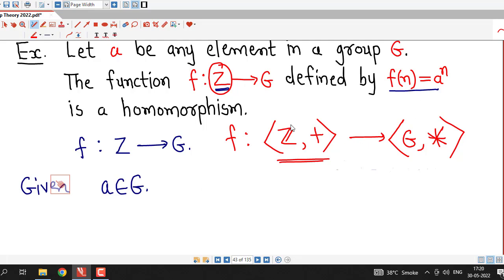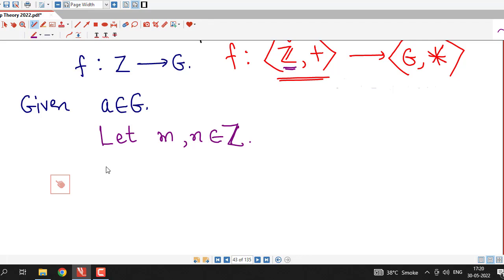So for that we take two elements in the domain. Here the domain is this set of integers. That means we take any two elements, say m and n, in this set of integers, and then we try to show that f of m plus n will be equal to f of m star f of n.